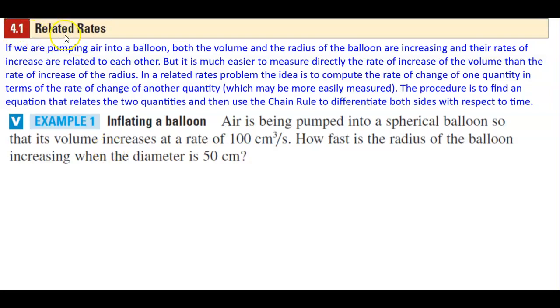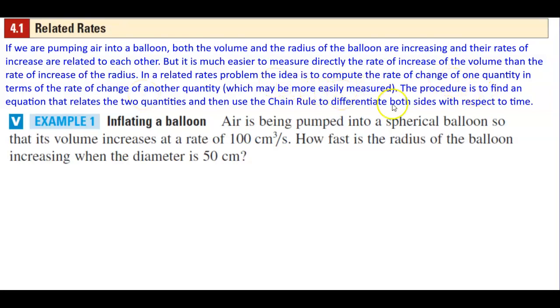Section 4.1 Related Rates. If we are pumping air into a balloon, both the volume and the radius of the balloon are increasing, and the rates of increase are related to each other. But it is much easier to measure directly the rate of increase of the volume than the rate of increase of the radius. In a related rates problem, the idea is to compute the rate of change of one quantity in terms of the rate of change of another quantity, which may be more easily measured.